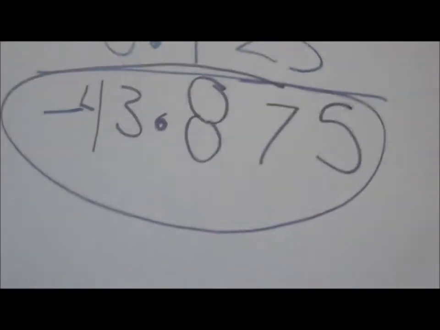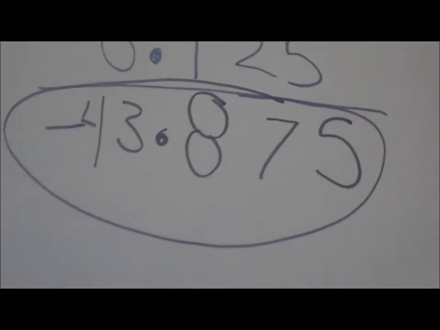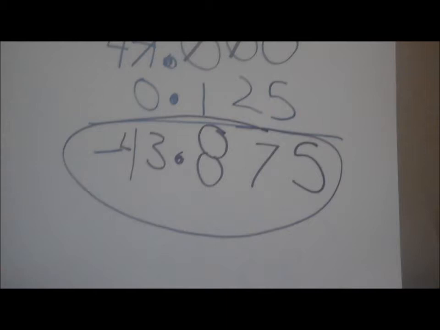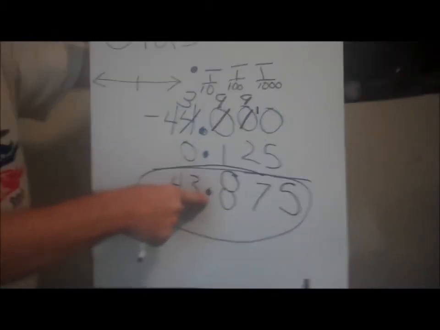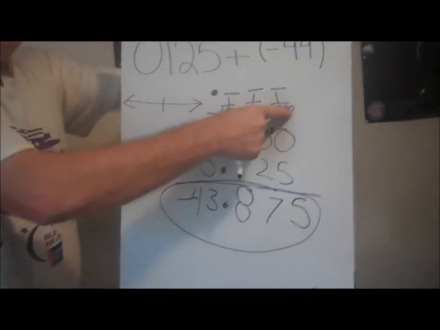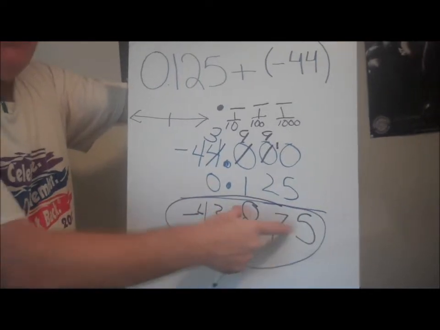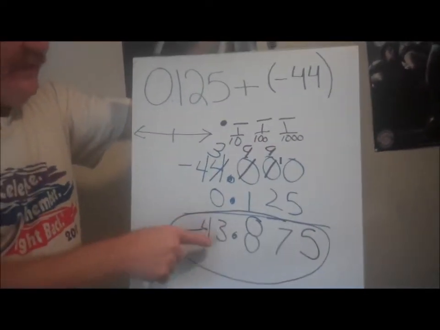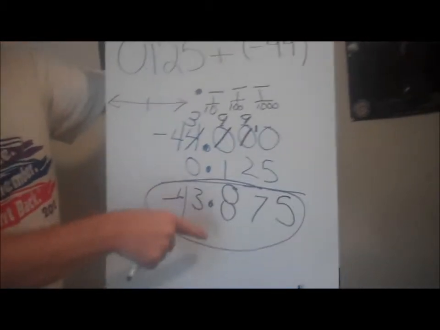After we get done keeping our decimal places and decimal point lined up, we see that the answer is negative 43, and since there's 3 places, 875 1,000ths. Let's say that together. Negative 43 and 875 1,000ths. And ladies and gentlemen, that's it for another lesson on ugly problems.